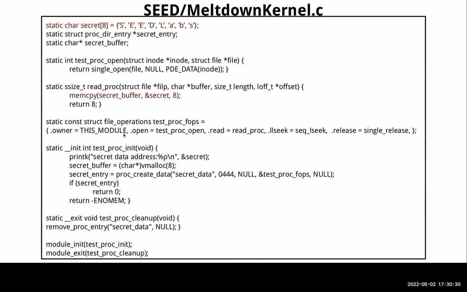Those are other system call names. Open is a system call, read is a system call. So if you open this file name, you will open this file. But what actually happens when you do that open from user level is that at the kernel level, this function, the test proc open, will be called. And what this function does is just open a file. Okay, not much to do.